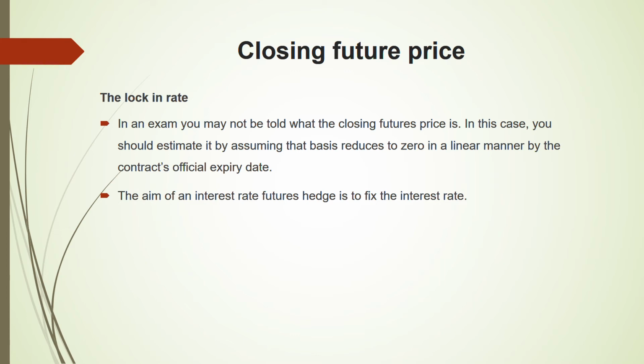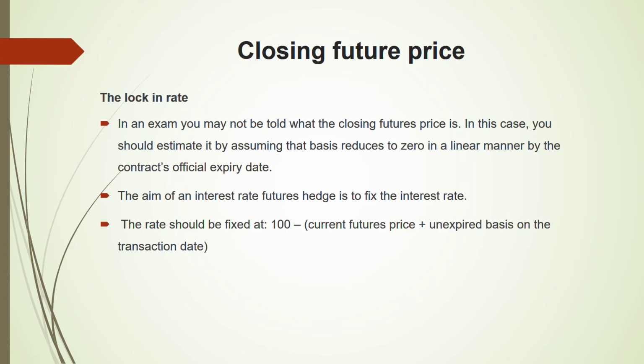So the aim of this interest rate future is what? To fix an interest rate. Okay, this is how you find out. 100 minus current future price plus unexpired basis. So you have to find out the unexpired basis. Okay, you have to add it with the current future price. Current future price means the opening future price they will usually give you in front of that future only. That March future is this much, June future is this much, at 97 or 94, they will give you that. So with that, you have to add the basis, which you will be calculating. But that you have to minus it from 100, in order to get the interest rate.